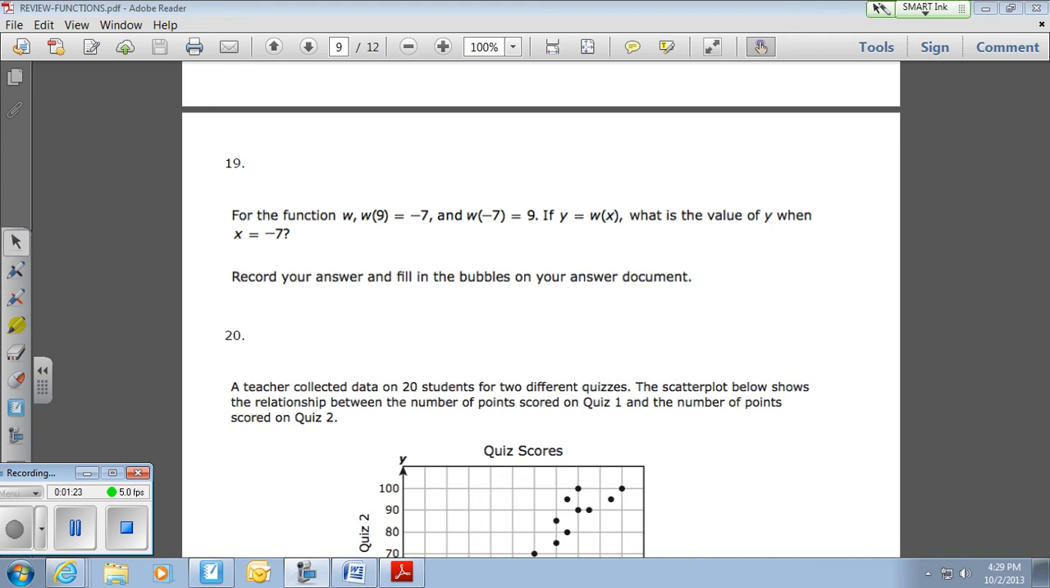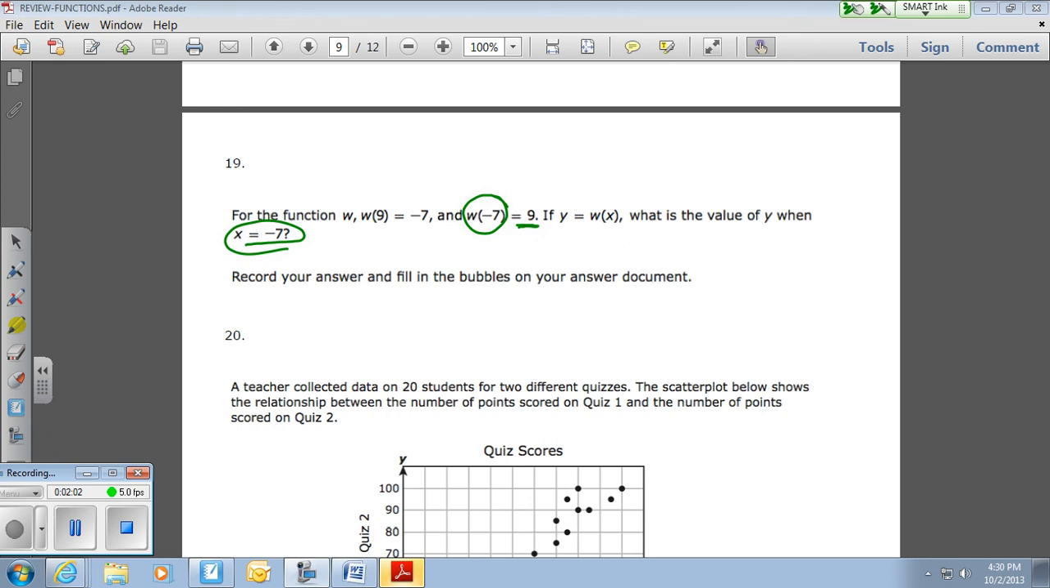All right, number 19. For the function w, w of 9 is equal to negative 7, and w of negative 7 is equal to 9. So if y equals w of x, what is the value of y when x is equal to negative 7? All right, so when x is negative 7, let's look at all the clues we have here. When x is a negative 7, this is the one we're looking at right here. When x is a negative 7, then it's 9.